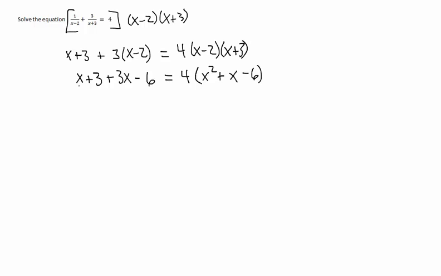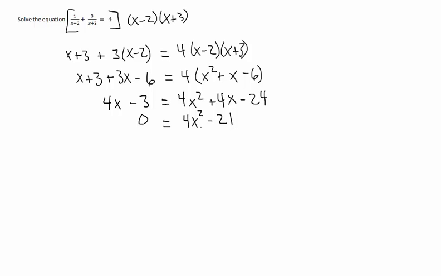So I can combine my like terms on the left: x plus 3x is 4x, and 3 minus 6 gives me negative 3. And this is equal to 4x squared plus 4x minus 24. Now, because it's quadratic, I'm going to start by moving everything to one side of the equation. So we have 4x squared, and now we have 4x minus 4x that we moved over from the left side. So we have 0x, and then we're going to add 3 to both sides. So we're going to have minus 21 is equal to 0.